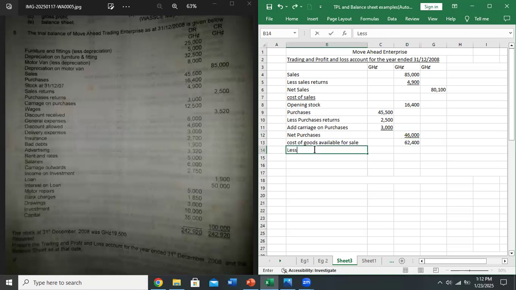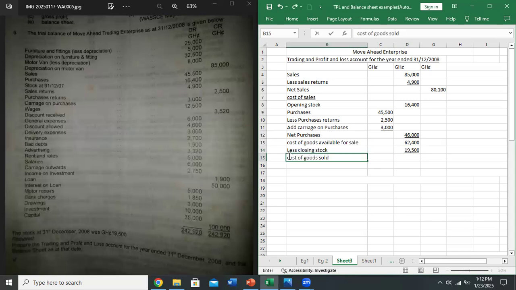As you know, we less the closing stock. Sandra, what is the closing stock? How much is our closing stock? 19,500. 19,000. We less that, we get our cost of goods sold.